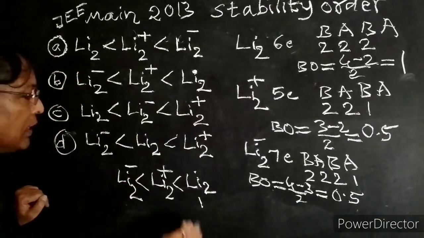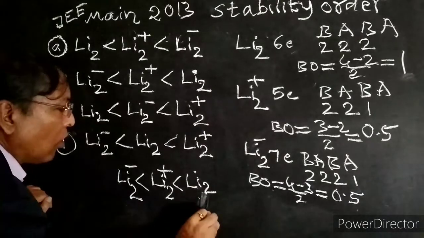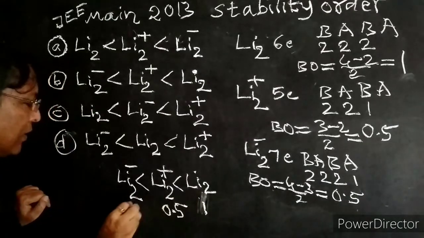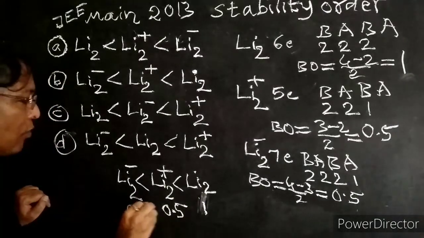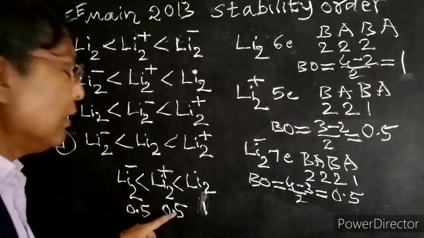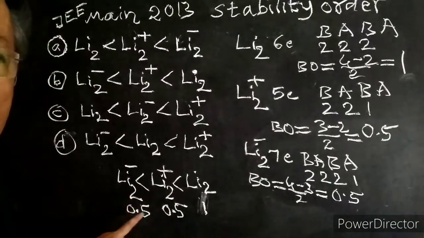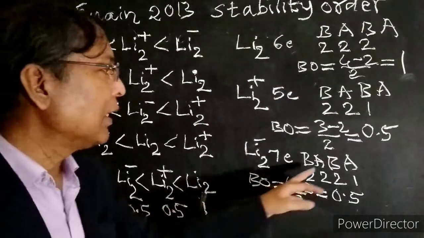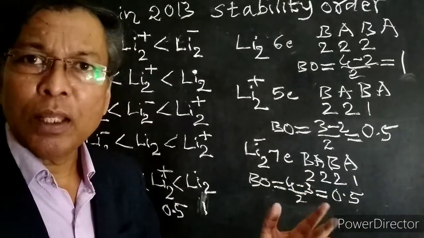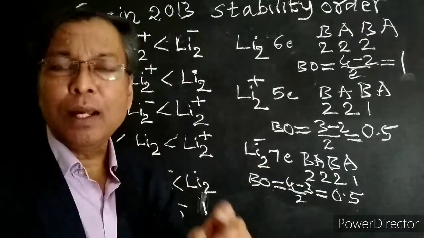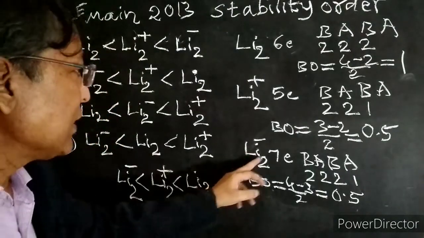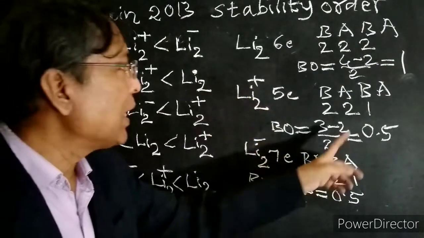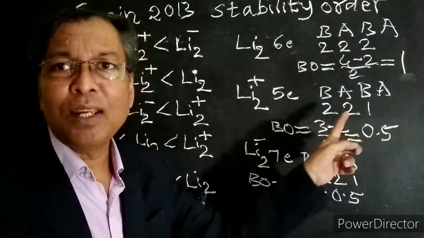Therefore, the increasing stability order is: Li2- is least stable, Li2+ is more stable than Li2-, and Li2 is most stable in this sequence, and their bond orders are 1 for Li2 and 0.5 for each of the other two. And how do we decide? When two molecules have the same bond order, we decide the stability depending upon the antibonding electrons. The more the antibonding electrons, the less the stability. Therefore, Li2 minus has 3 antibonding electrons, so it is less stable than Li2 plus, because it has only 2 antibonding electrons.